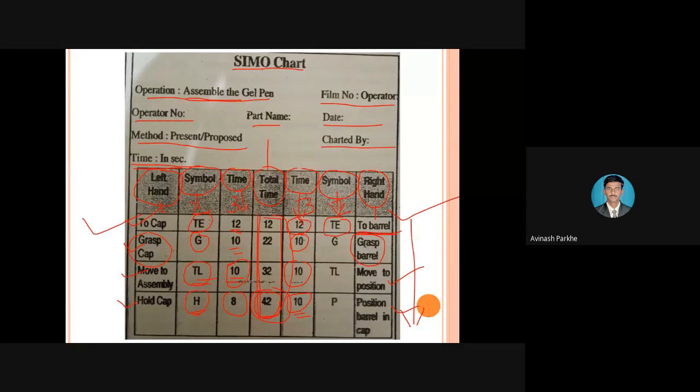So the difference between the two-handed process charts and the Simo charts is that two-handed process charts are used for big cycles, wherever a number of operations are performed. But in the case of Simo charts, for the same operation, the repetitive movements taking place by the left hand and the right hand, along with time, can be represented. So this Simo chart is used for the proper representation of micro motion study. Okay, so this is about the Simo charts.